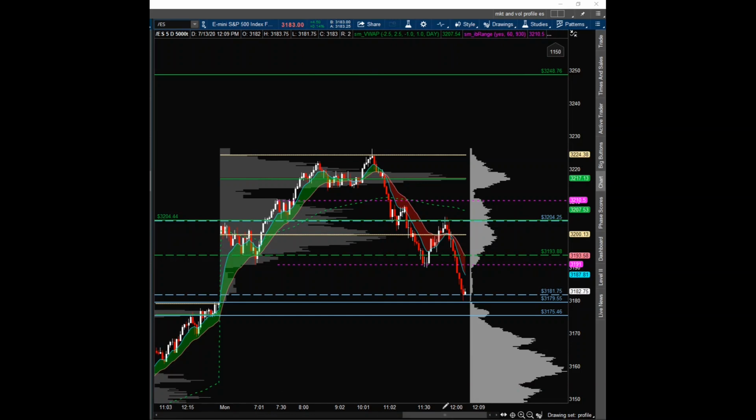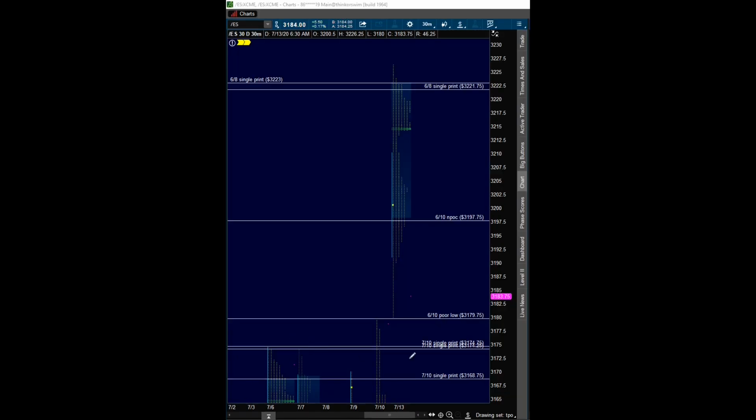Okay, it came down to this 79.50 right here. It came to the overnight low. So this is Friday's value area high. And here, looking at the market profile, you see the market profile came down and tagged 79.75. So there are some single prints down here.